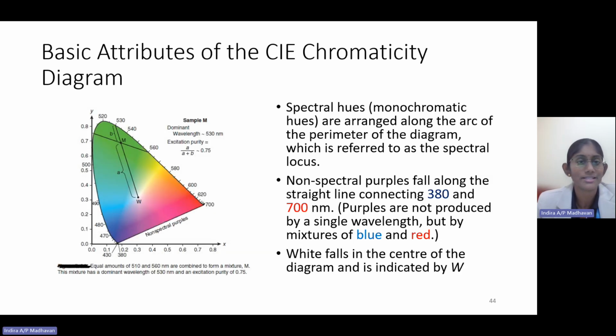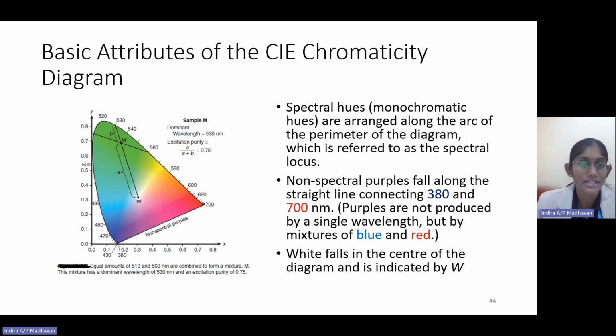Okay, now we look at the basic attributes of the CIE chromaticity diagram. Certain things that you have to know: these are the monochromatic hues, starting from 400 nanometers. 400 is about the blue color, and then it changes to green color at about 500 nanometers, and when it reaches about 600 to 700, it goes to the red shades. So it is the same thing, 400 to 700 nanometers, that we see in the visible spectrum, just that it is in a different shape.